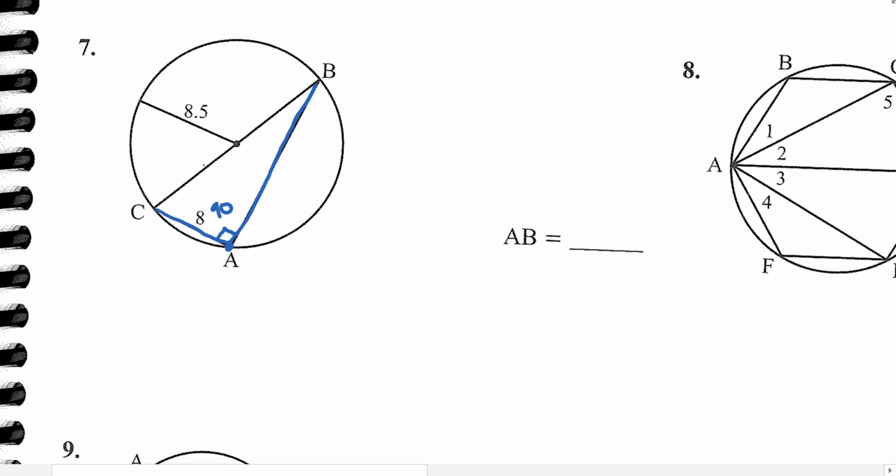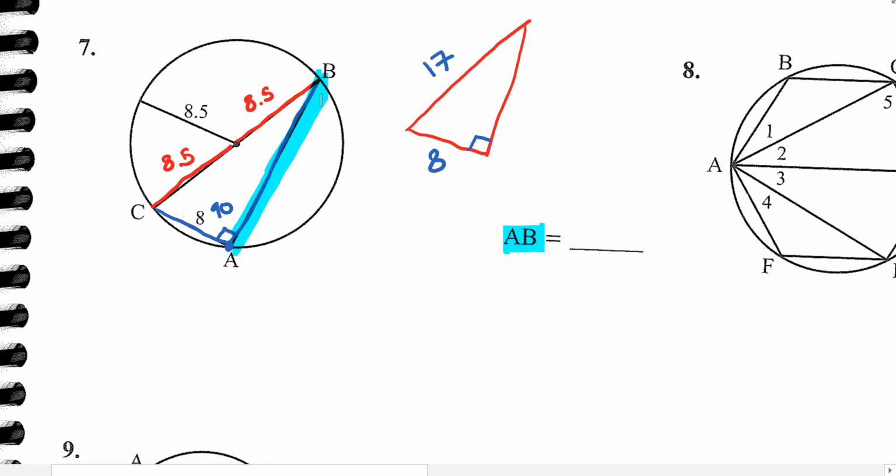And we know that this length here is 8.5 because that's the radius, and I know that this length is also 8.5. So 8.5 plus 8.5 is going to be 17. So if I redraw the triangle right here again, the diameter is going to be 17. This is going to be 90 degrees, and I know this value is 8. And I need to find the value of AB, which is this blue length right here. So let me just label this side as x to find AB.